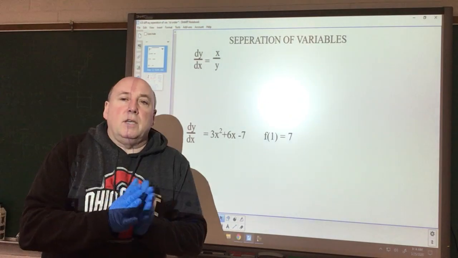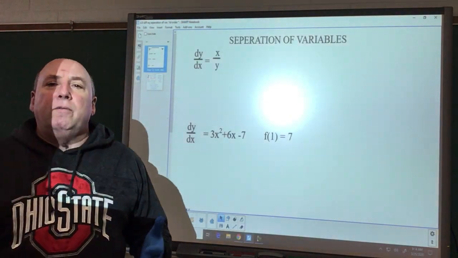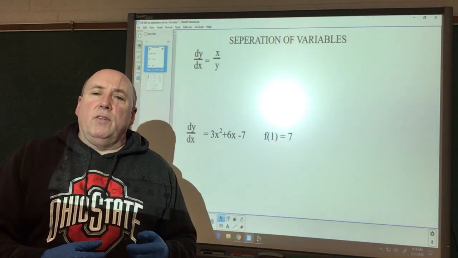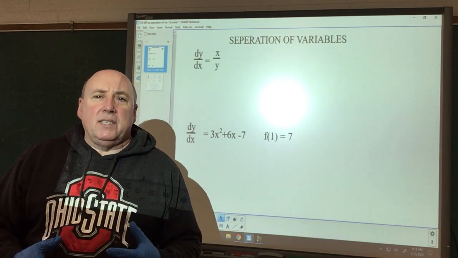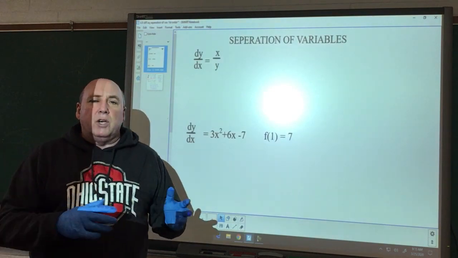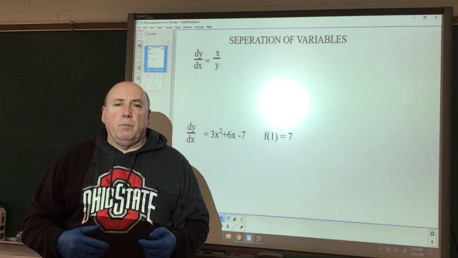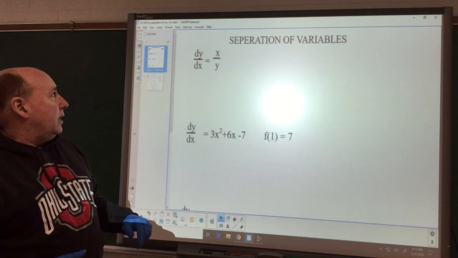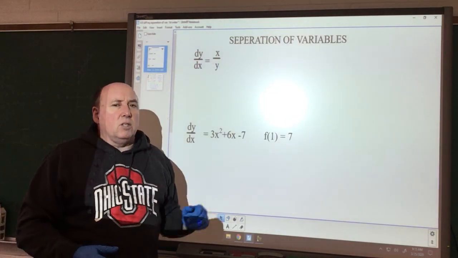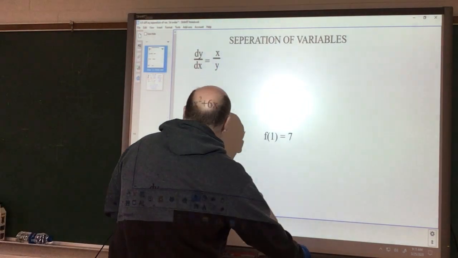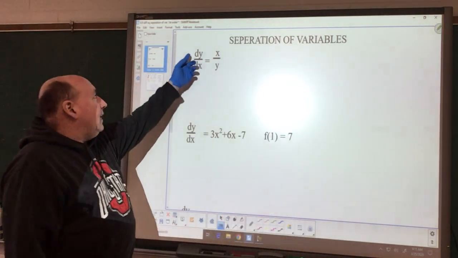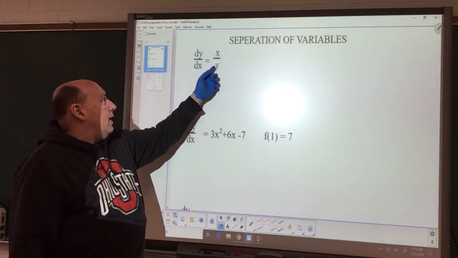What we're going to learn today is how do we find that c. In all the indefinite integrals, we have a plus c. We cannot find the c unless we have an initial condition in regards to the function. And that's what we'll go through today. This technique is called separation of variables. I have dy dx is equal to x over y.